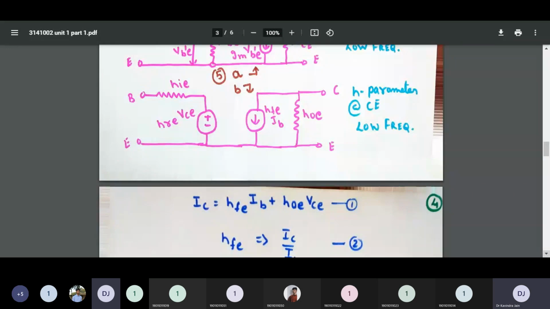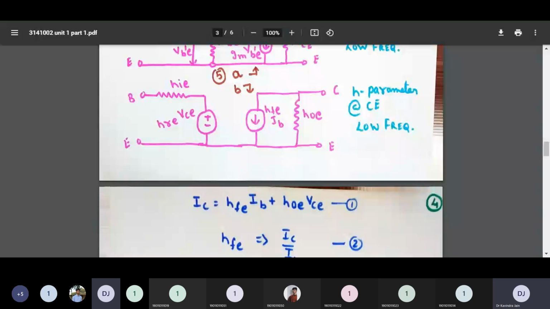Fine. So now we calculated the input conductance, that is GB'E, based on the formulas of KCL that we have applied for figure number 5B. Now KCL, once we apply, we follow certain formulas, that is IC is equal to HFE IB plus HOE VCE.